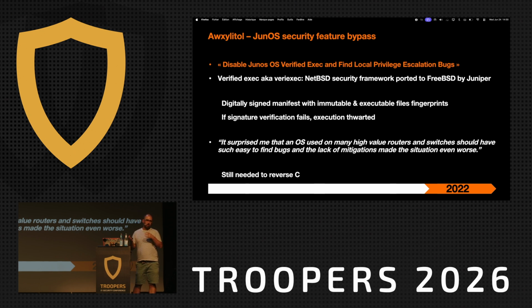So he was using Juniper in a VM. He patched the BIOS and so on. That allowed him to do some bypass more easily than on a router, but he was able to bypass it nevertheless. And one comment that he made on the topic of JunOS security was that he was surprised that an OS used on many high-value routers and switches would have such easy-to-find bugs, and the lack of mitigation made the situation even worse. So remember that.